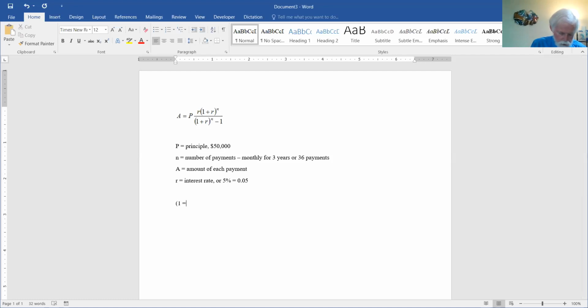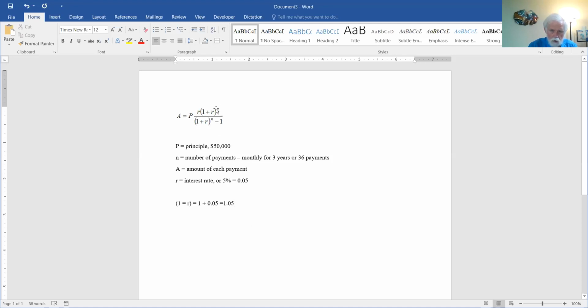So what we do now is, the phrase 1 plus R is equal to 1 plus 0.05, or equal to 1.05, okay? So those are the values that you substitute in. So the first thing you do, you look at this parenthesis. Remember, parentheses are first, PEMDAS tells us that. So we go ahead and add those numbers, and then we've filled out the parenthesis.